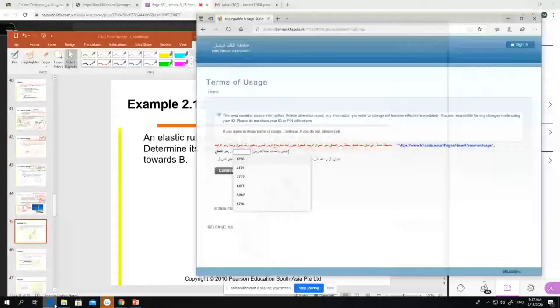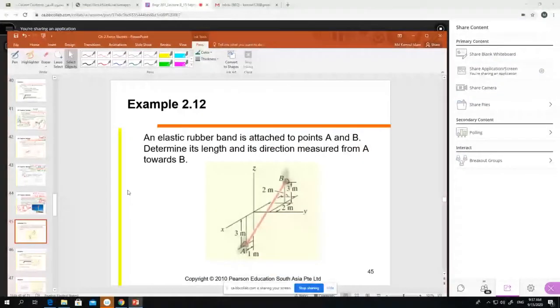So now we will start an example. An elastic rubber band is attached to point A and point B. Determine its length and direction measured from A to B.